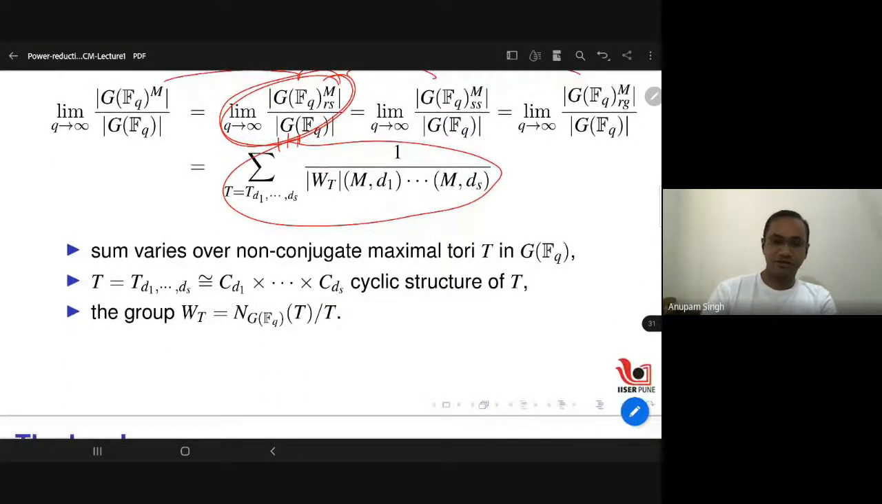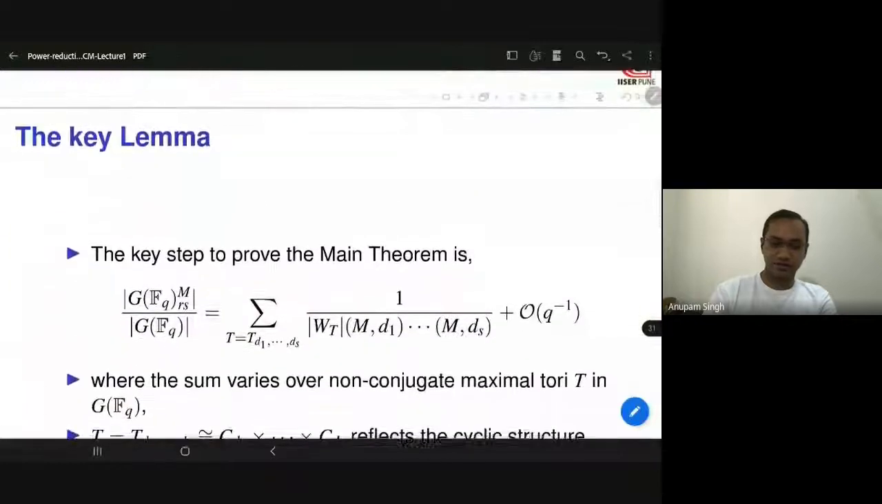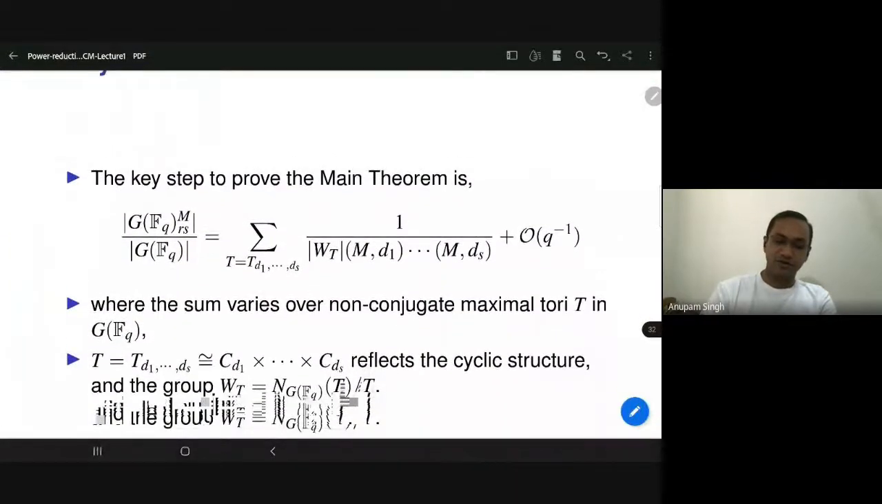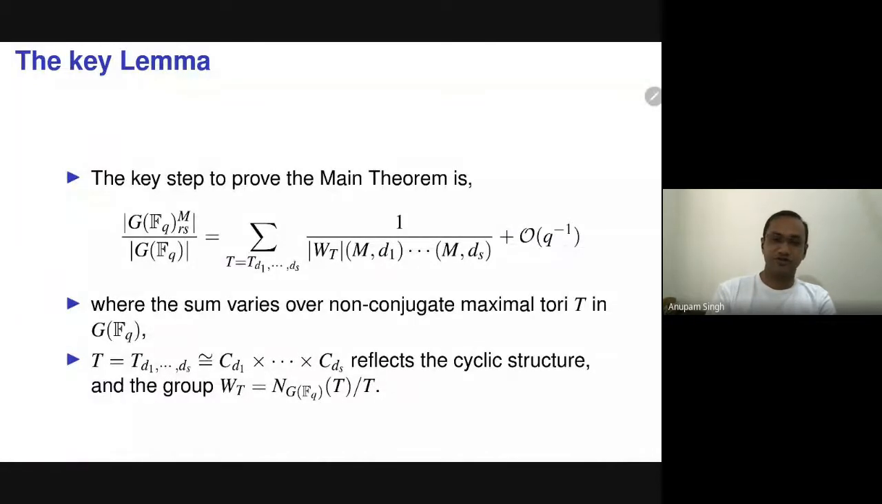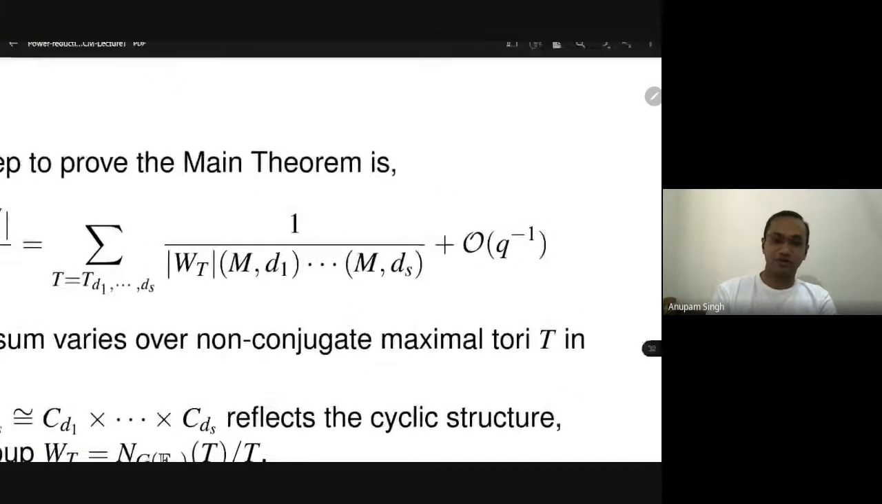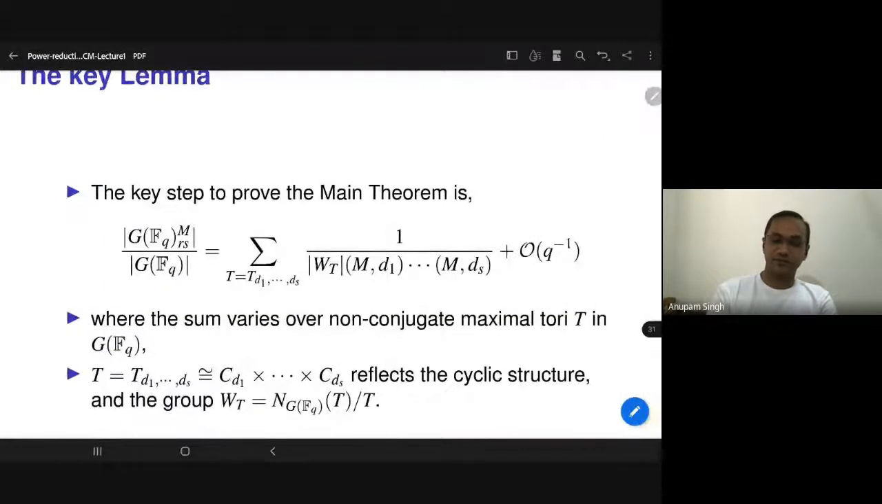Okay, so here is a sketch. This is the lemma, and I claim that the number of m-th powers of regular semisimple elements in G(F_q), divided by |G(F_q)|, is given by this sum plus something which is of order q^(-1). So if I take the limit as q tends to infinity, the q^(-1) term will not contribute anything, and I'll get the formula that I want. So this is what I want to prove.